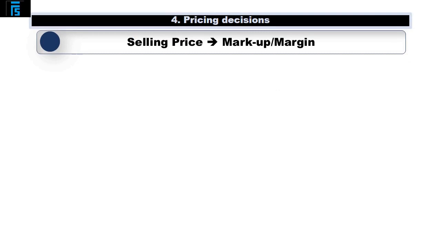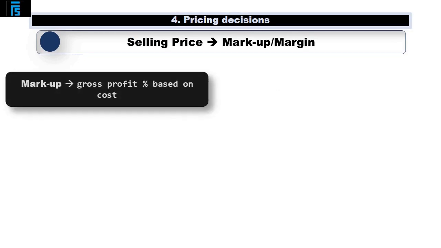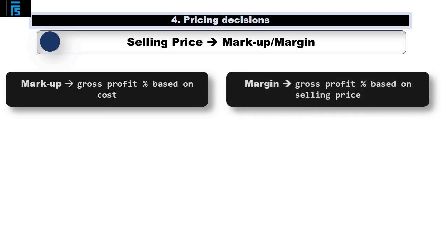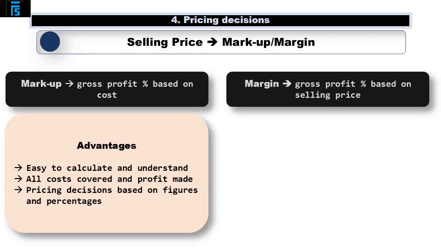Once we have established the cost basis we are going to use, we then need to calculate the selling price by adding on a markup or margin percentage. Remember that markup is a gross profit percentage based on cost, whereas margin is a gross profit percentage based on selling price. There are many advantages to cost plus pricing.